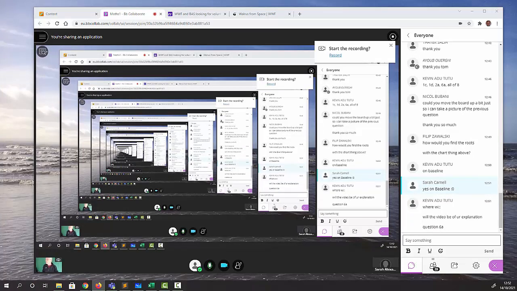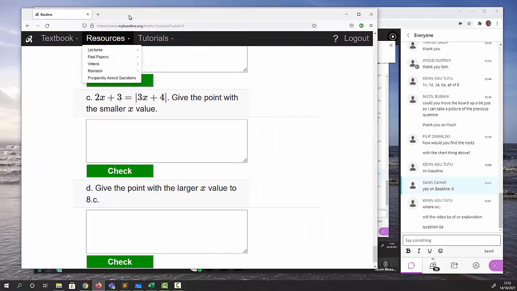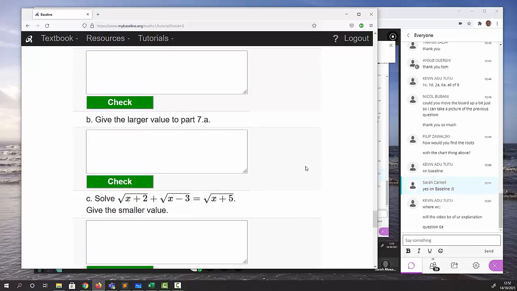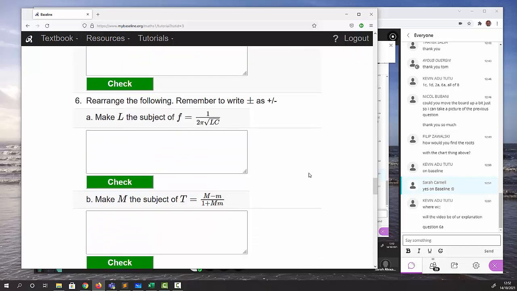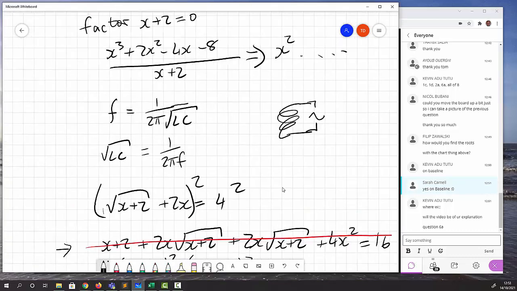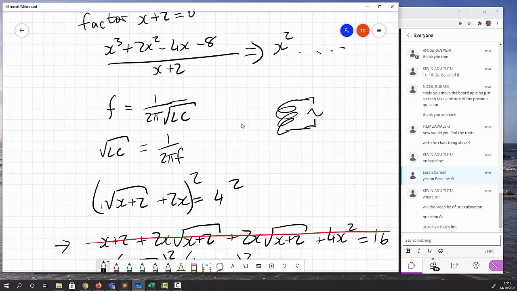Question 6a. Okay, let's have a quick look at 6a. Kevin, you're being very thorough, and that's great. So 6a. Okay, yeah, I just did that. Let's just have a look at the whiteboard. Yeah, there we go. That's 6a, isn't it?